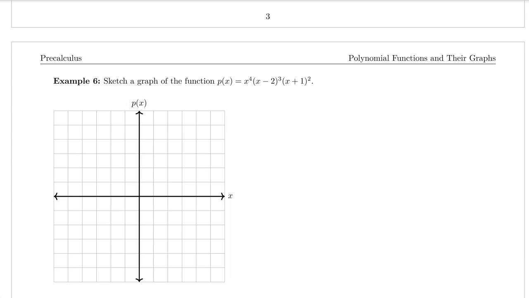Example 6 says sketch a graph of the function p of x is equal to x to the 4th power times x minus 2 cubed times x plus 1 squared. So this is nice because it's already factored for us, and what I want to do is make a little table that tells me what the 0 is and then what its multiplicity is.